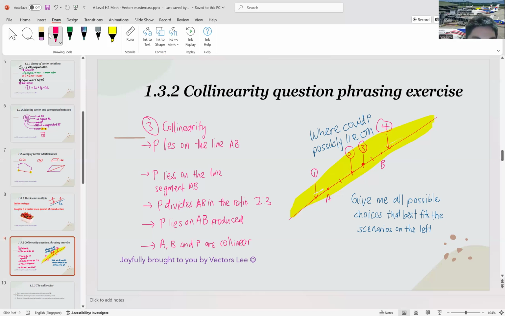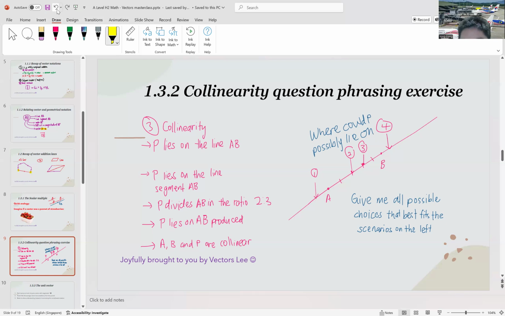Given all these scenarios, let's say I want to insert a point P. This point P can have 4 possible options based on the different question scenarios. So I want you to try this exercise on your own. Where could P possibly lie based on each of the following question statements? Each question statement can have more than one possible choice, so you don't have to be restricted to one. Just make as many possible choices as possible.